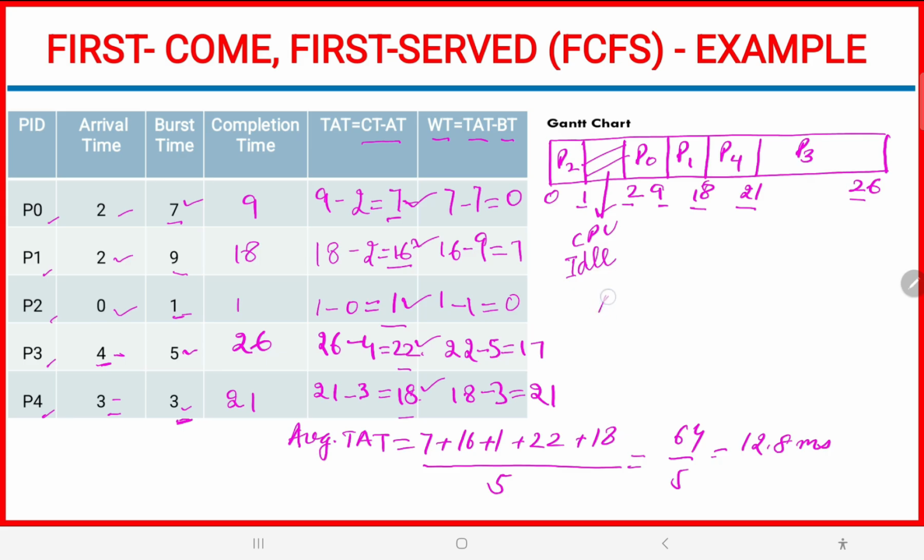The next thing which we were supposed to calculate was the average waiting time. Again, we first of all need to calculate the waiting time. We need to fetch the waiting times of all the processes individually, then add all those and divide by the total number of processes. The waiting times of the different processes are 0 plus 7, then again 0, then 17, and then the last one was 21, and the sum is divided by 5.